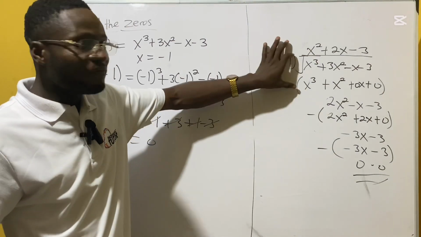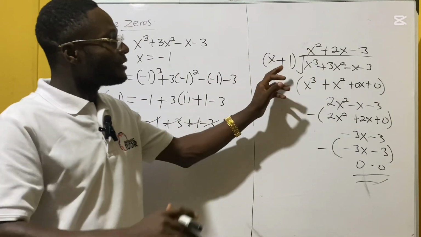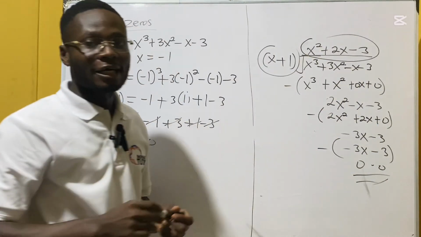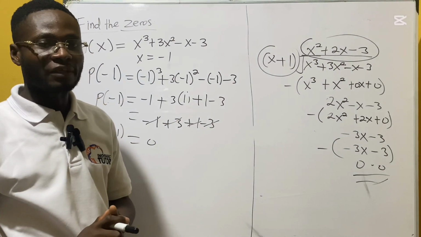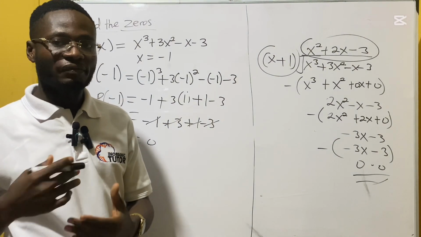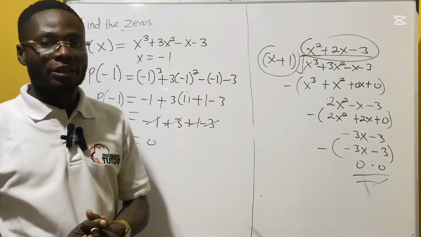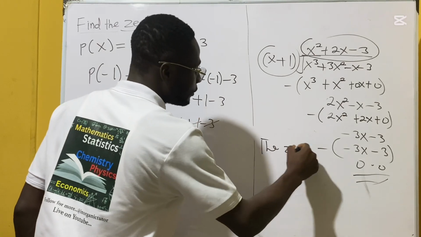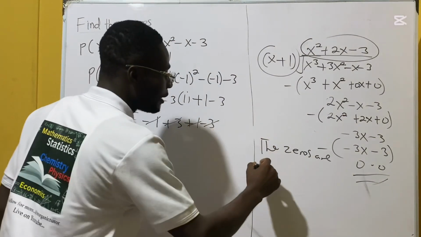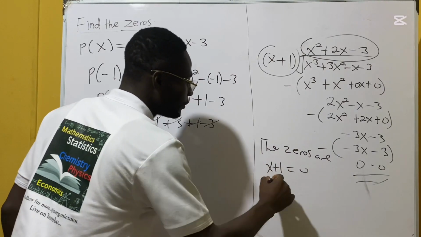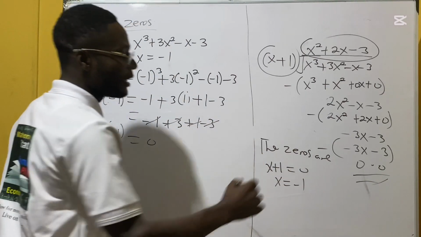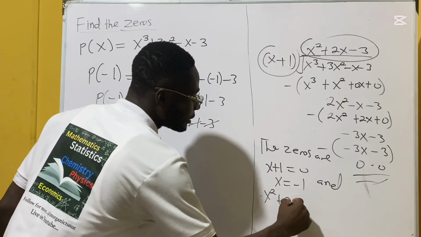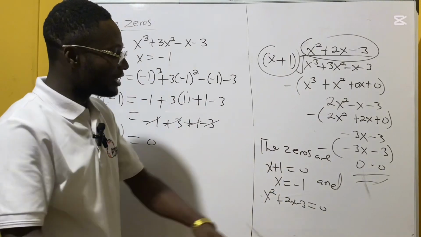Good. Once we have this, the rest is setting the quotient and the divisor to 0 to find the zeros of the polynomial, because basically the values of x are the zeros of the polynomial. So here the zeros are: x plus 1 equals 0, and that is x equals negative 1. And also, when you set x squared plus 2x minus 3 equals 0, we solve this quadratically.